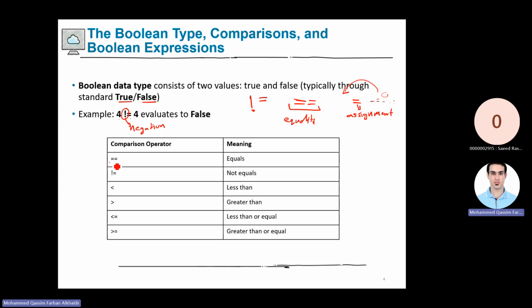Okay, so here it reads that A equals B. Here, A does not equal B. For example, A and B. A less than B. A larger than B.